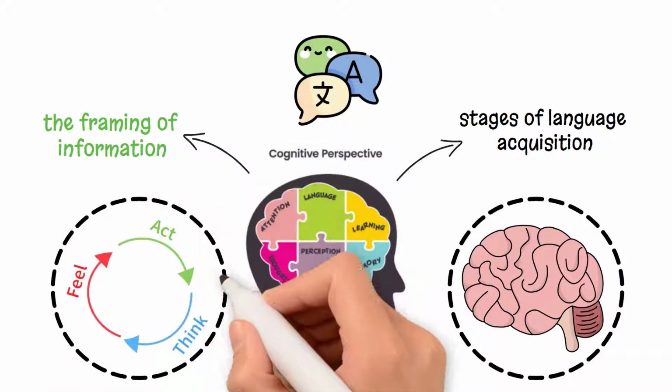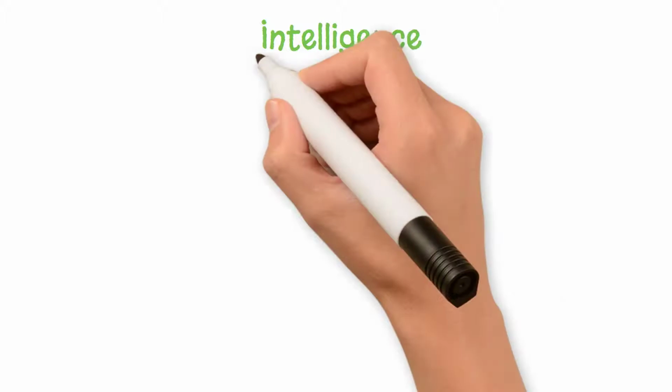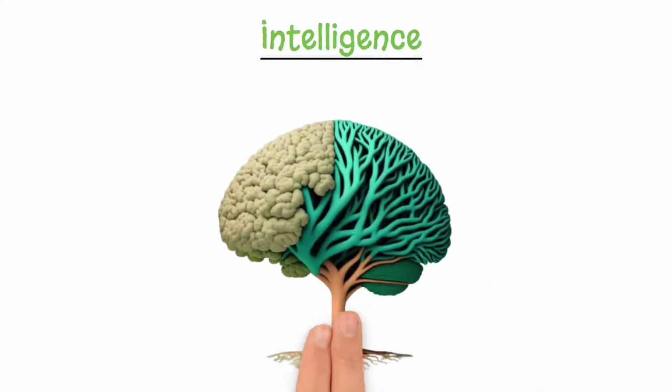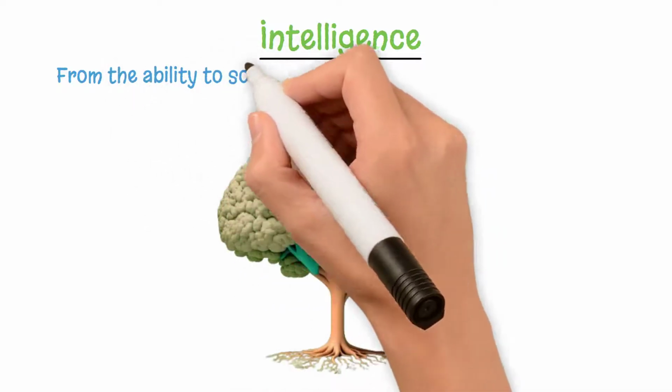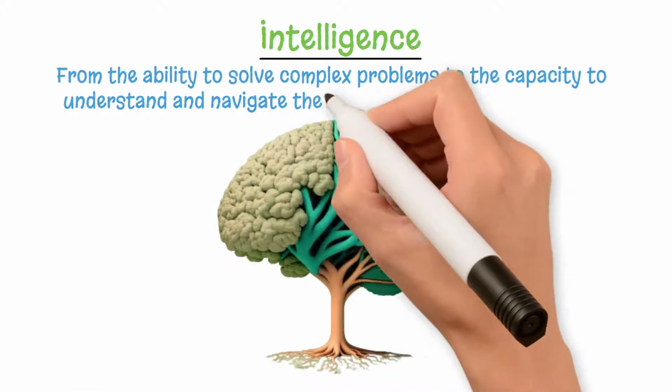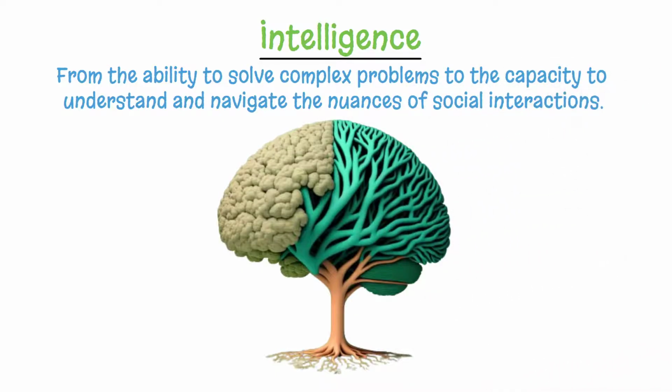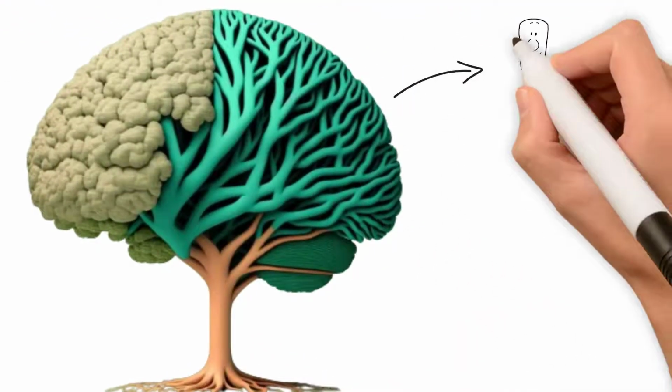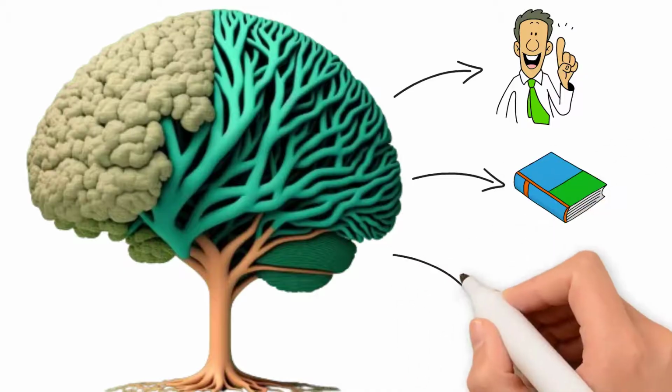behavior and problem-solving. Intelligence. Intelligence is a rich tapestry that encompasses a range of capabilities, from the ability to solve complex problems to the capacity to understand and navigate the nuances of social interactions. It's a field of study that addresses the essence of what it means to think, learn, and adapt.